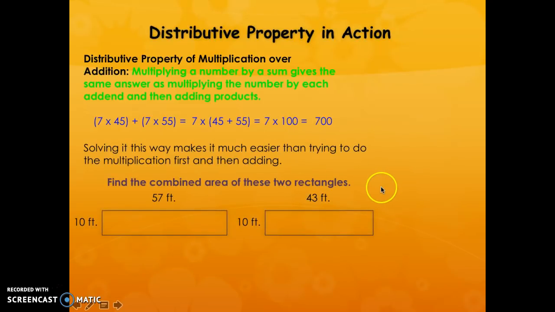So you're going to have a problem like this in your seat work. You're going to be asked to find the combined area of these two rectangles. Now you could find the area of this one, find the area of this one, length times width, and then add the two totals. Or, since they're both being multiplied by 10, I could first add the 57 and the 43 and get that total and then multiply by 10. The 57 and 43 add up to 100, so 10 times 100 is 1,000 square feet.